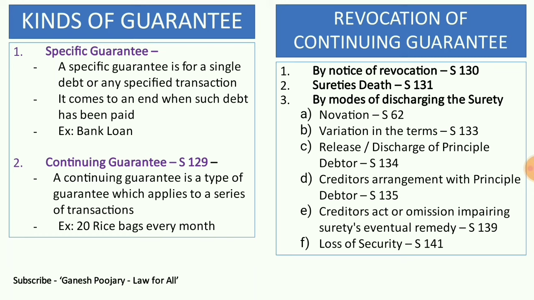When I say that, you can also apply it to similar transactions. And then section number 135 says creditor's arrangement with the principal debtor. Now if creditor comes to certain agreement with or arrangement with the debtor, in that case surety will be discharged as per section number 135. And section number 139 discusses creditor's act or omission impairing surety's eventual remedy. Surety got certain rights and eventual remedies, and if there is any omission impairing such remedies, in that case the continuing guarantee will come to an end. And finally, if there is any loss of security, as per section number 141, the revocation of continuing guarantee happens.